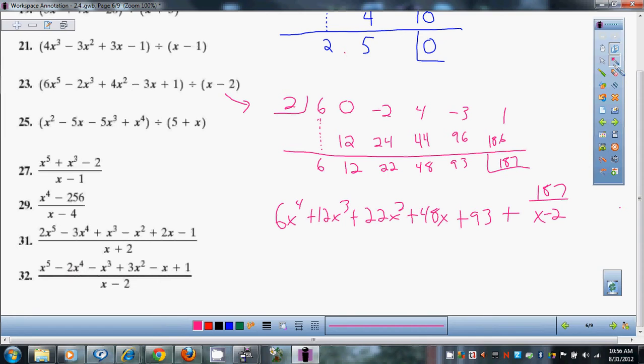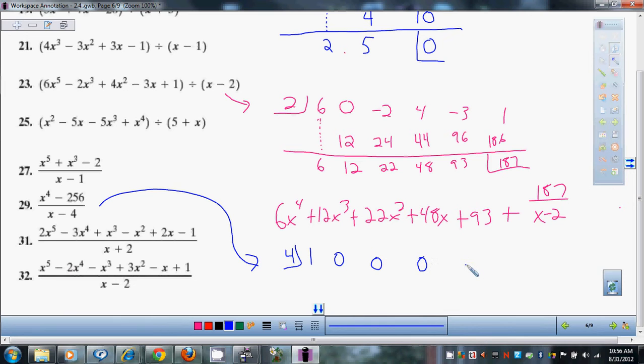Okay, now, we're not going to work anymore since nobody had a question, but I will say this. 29. This is how 29 would set up. Just make sure you understand the leaving blanks principle. That would be 4 up here in the box. Dang it, we didn't do a single one with a negative. Oh well. That would be 1x to the fourth, 0x cubed, 0x squared, 0x, negative 256. That's how that one would set up.